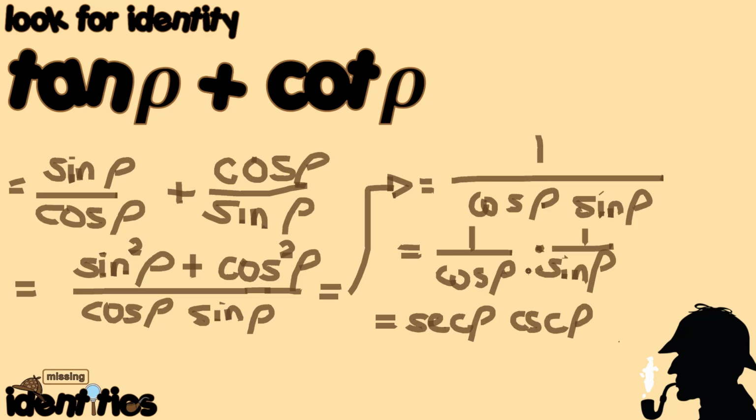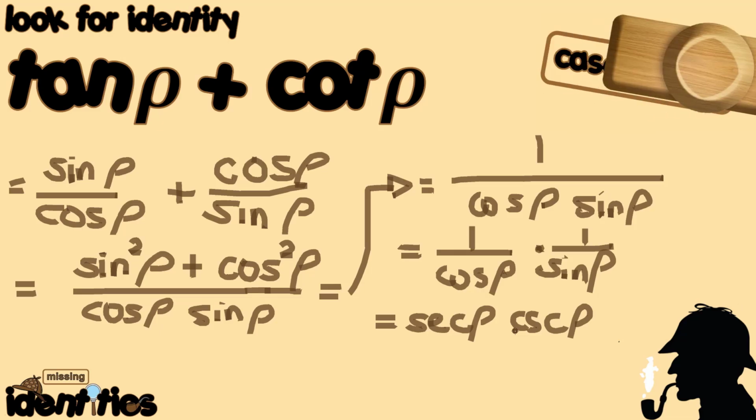This means that the sum of tangent rho and cotangent rho is simply the product of secant rho and cosecant rho. This case for missing identity is now closed.